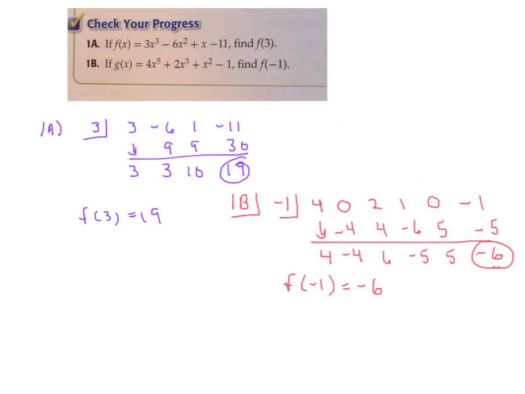All right, and your check your progress, 1A was 19, 1B is negative 6. Now if you didn't get negative 6, did you realize you needed to put a 0 where x to the 4th goes? You also need a 0 where x goes. So don't be fooled, they'll try to get you. All right, let's move along.